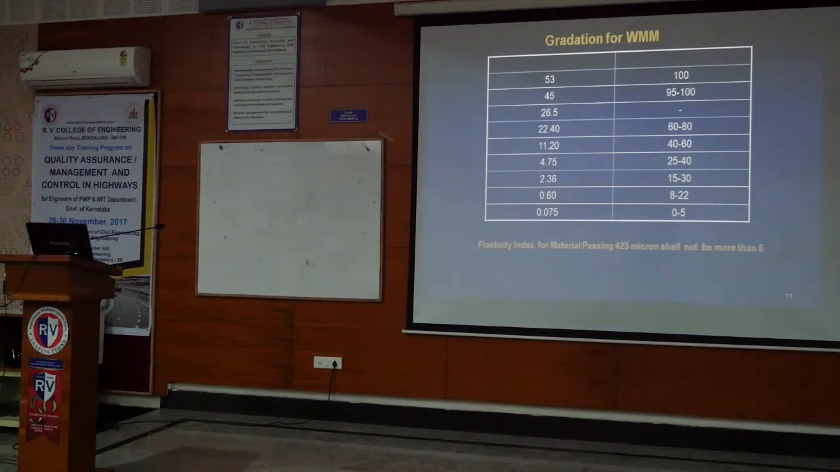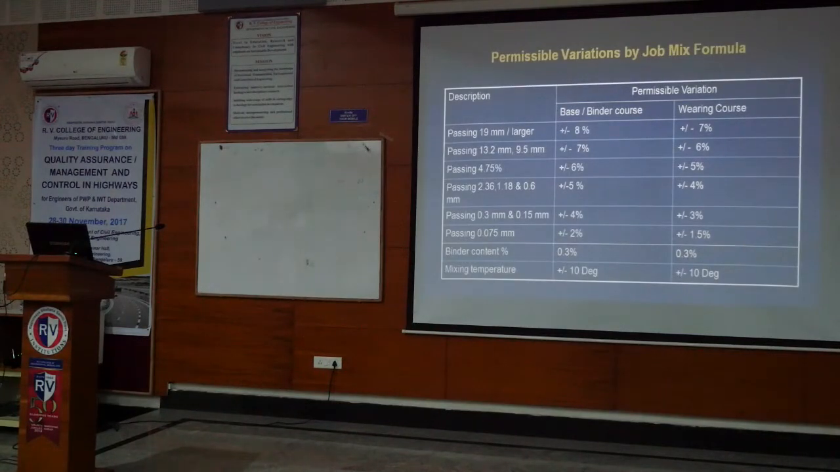This is the gradation, and these are the allowable limits, the tolerance given for different sizes. This is the deviation allowed for the gradation. The lower the gradation, the smaller the size of the material, the tolerance is less, and for bigger sizes the tolerance is a little more. This is for wearing course, this is for base and binder course, wet mix and DBM, and this is for BC, SC, BC. So gradation should not deviate from this.